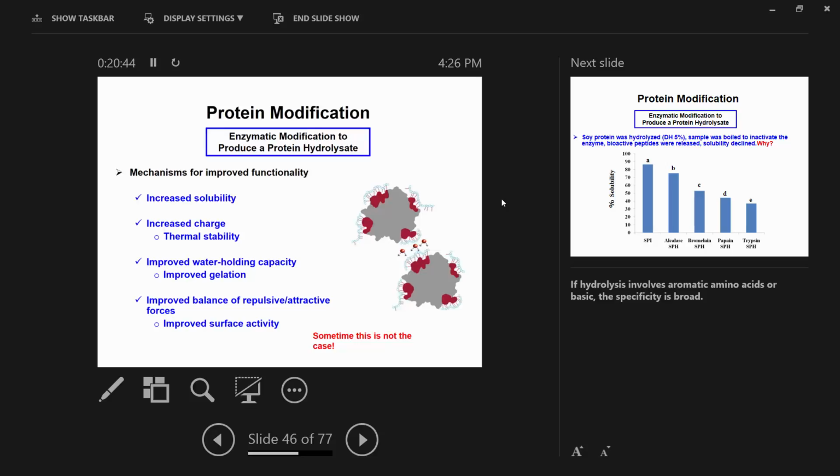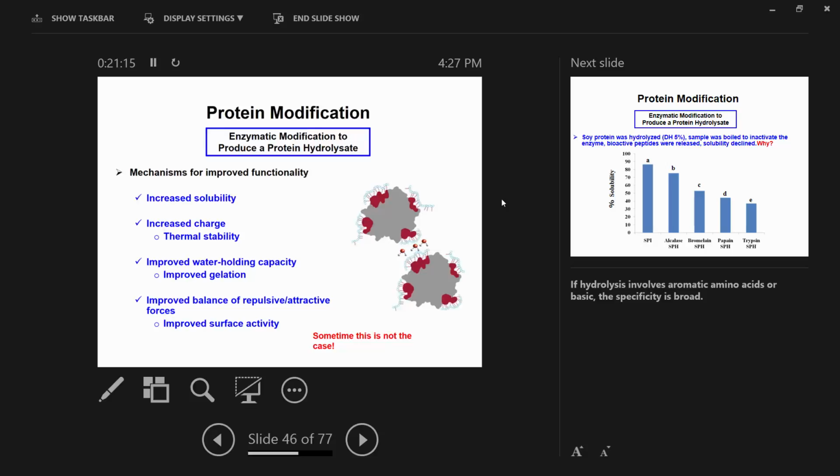Improved balance of repulsive and attractive forces, then you would have improved surface activity. It might be improved emulsification or improved foaming. But sometimes this is not the case. What I meant to say here, sometimes it's not the case, again, because once you use a particular enzyme, you won't get everything enhanced. Either you're enhancing solubility or you're enhancing gelation.